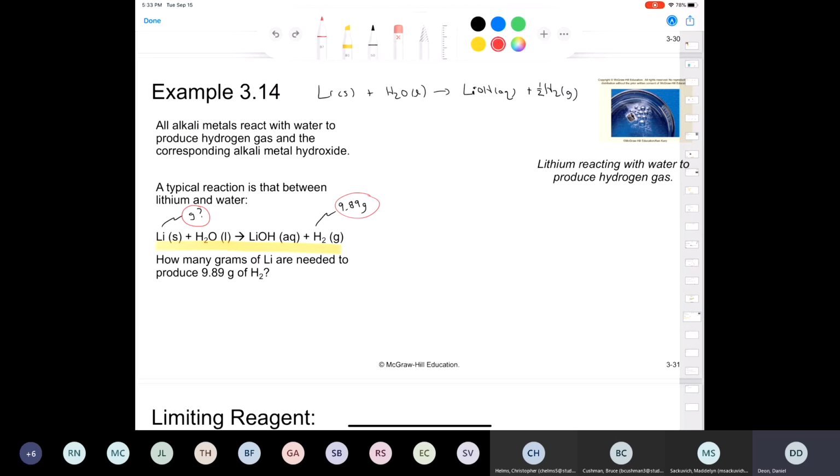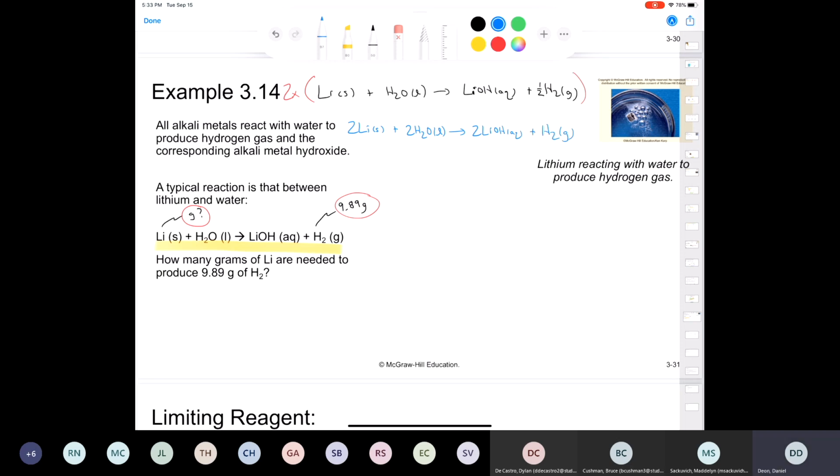But now, if we don't want to leave the fraction, we're going to have to multiply this whole thing by 2. And now we're going to write out our balanced equation, which would be 2 lithiums plus 2 waters gives you 2 lithium hydroxides plus H2 gas.